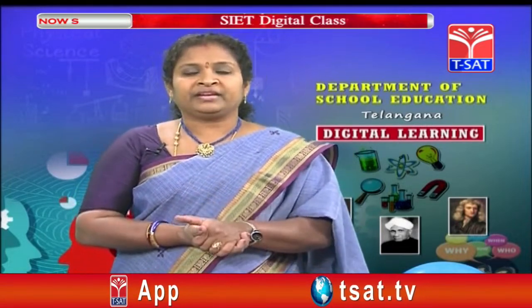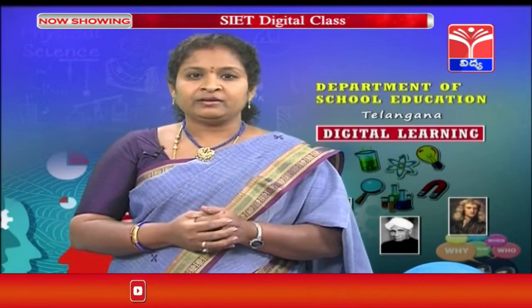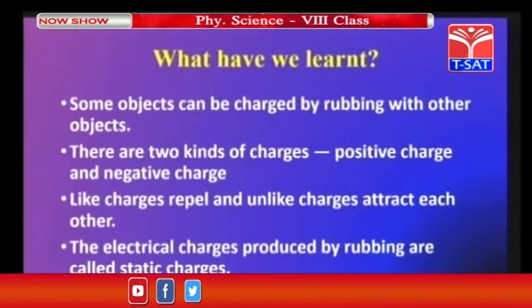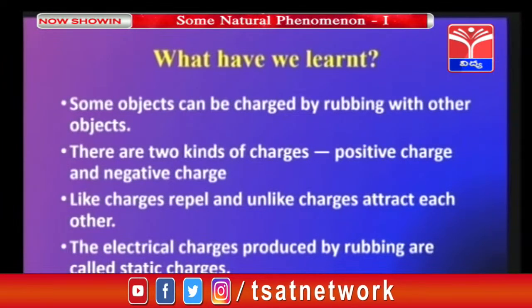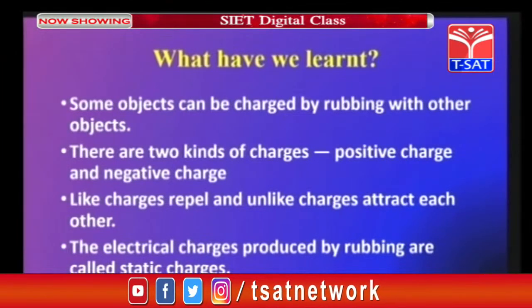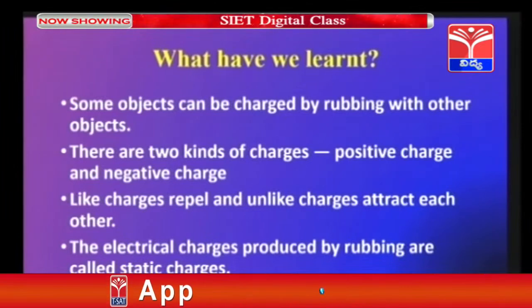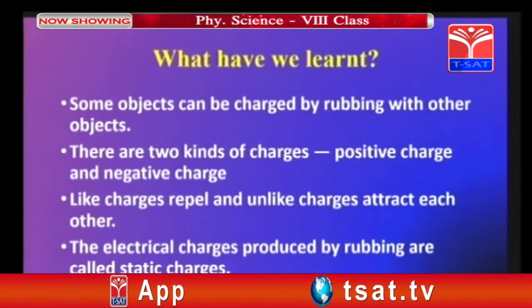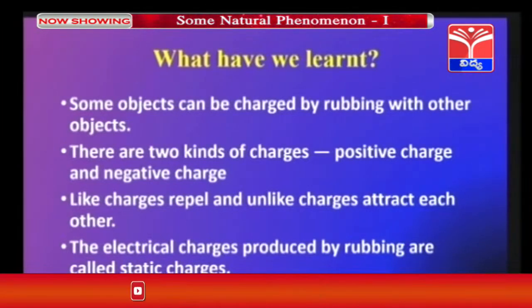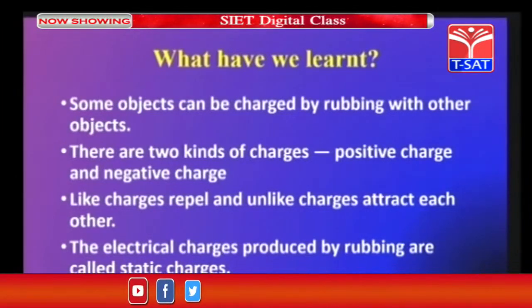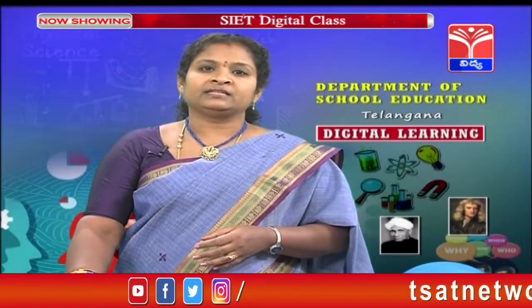Now let us recollect what we have studied. Children, some objects can be charged by rubbing with another object. We have studied that there are two types of charges, positive charge and negative charge. Children, like charges repel and unlike charges attract each other. The electric charges produced by rubbing are called static charges.